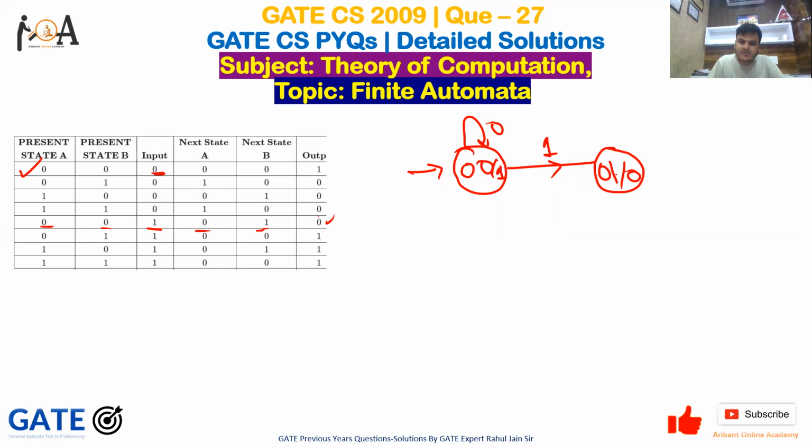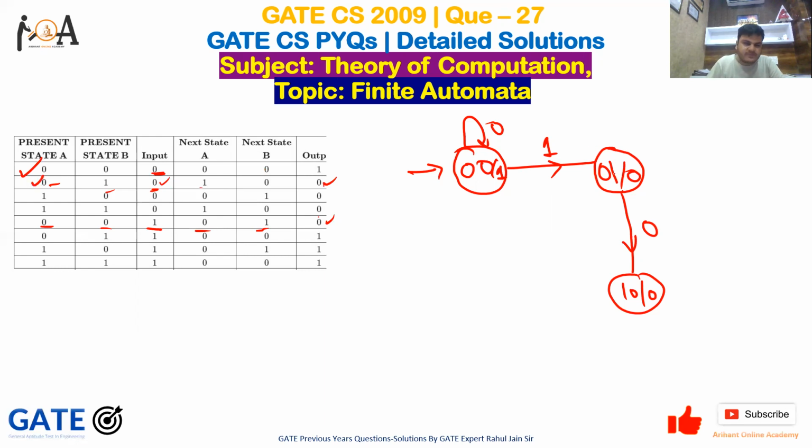Now for 0 1, look, for 0 1 on input 0, we are going to 1 0, which means we will go to the 1 0 state, and the output associated is 0. So the output associated is 0 for input symbol 0, right? You can see here that 0 1 on input symbol 0 goes to 1 0, and the output is 0. Okay, so this is done.